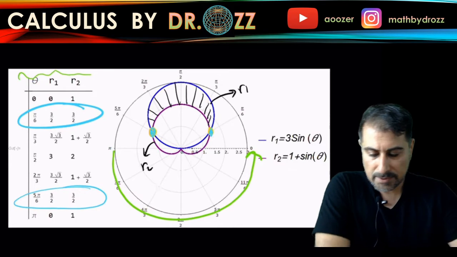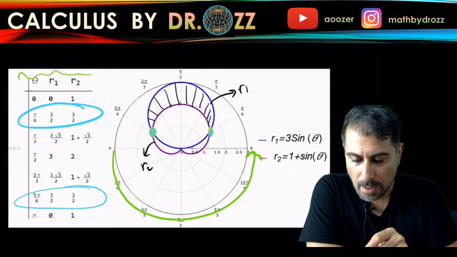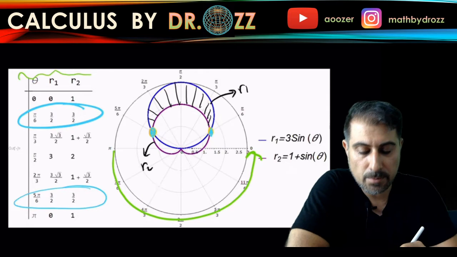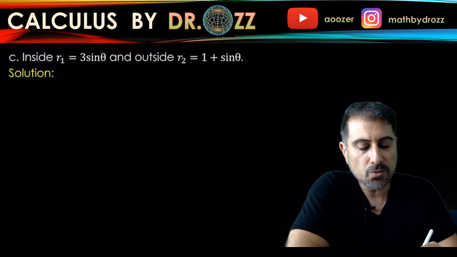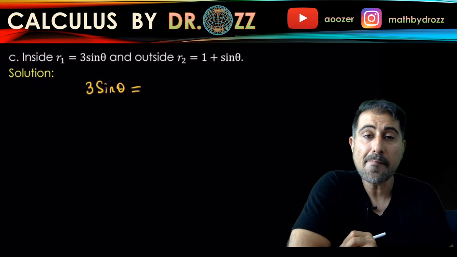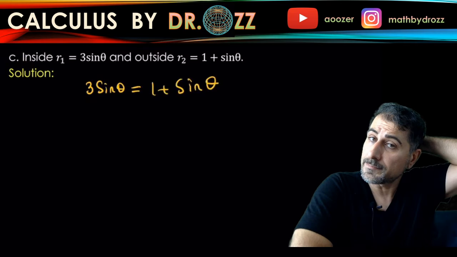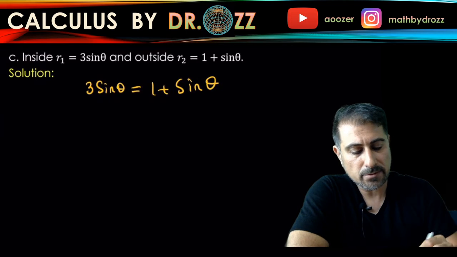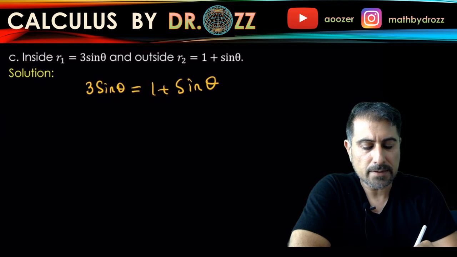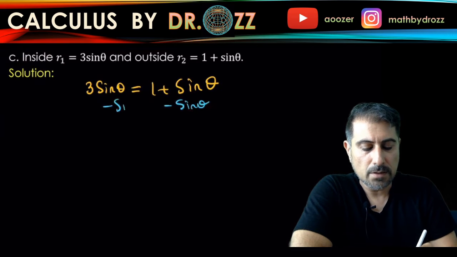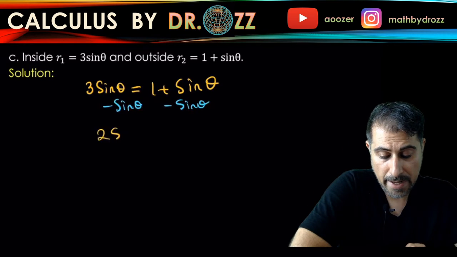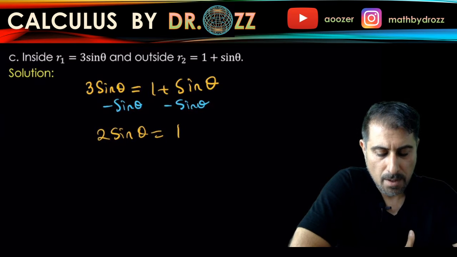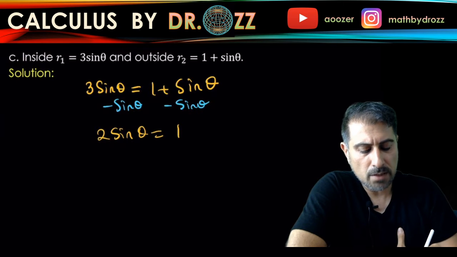So let's try to find those points by setting R1 and R2 equal. So 3 sine theta equals 1 plus sine theta, and solve this for theta. At this moment, have your unit circle ready, because we're going to refer back to that. Now I'm going to subtract sine theta from both sides of the equation so that I have 2 sine theta on the left and only 1 on the right. Sine theta out of this is going to be 1/2.